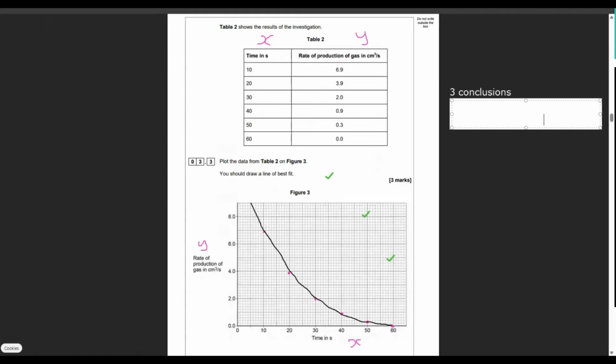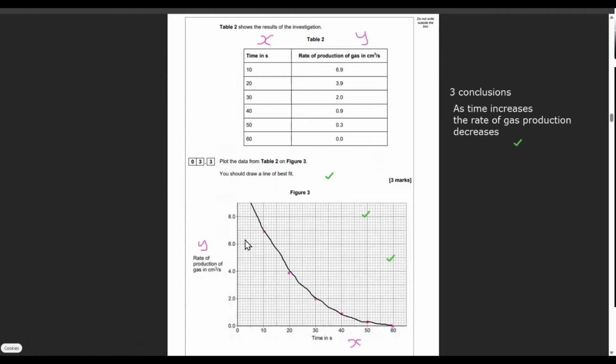So that is your first conclusion. As time increases, rate decreases. And I can bust out the numbers and say at 10 seconds it was 6.9, at 60 it was 0.0. That's going to get you the marks because you're using the information in the table. And that's a nice conclusion. What's another conclusion I can make?